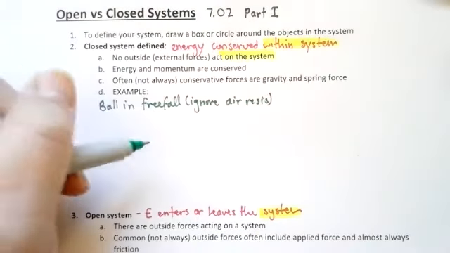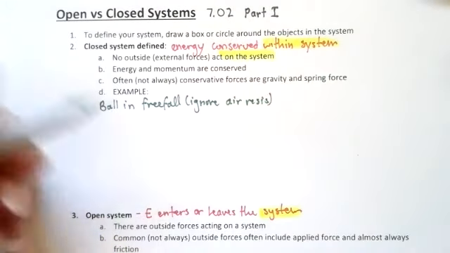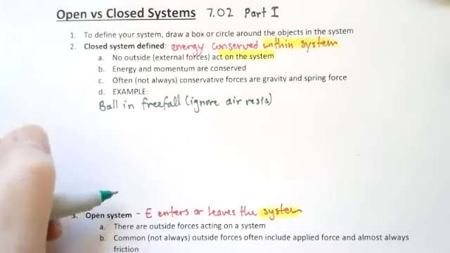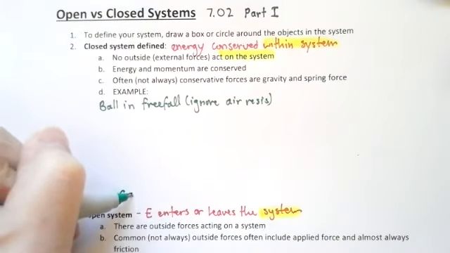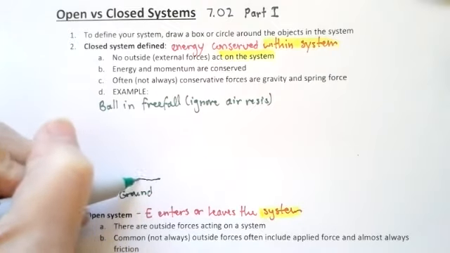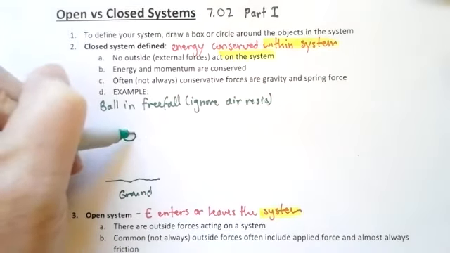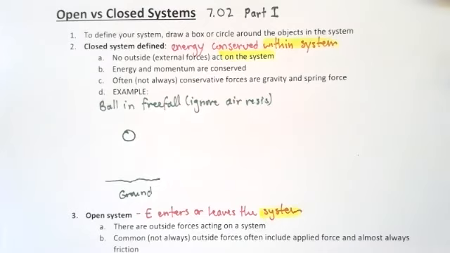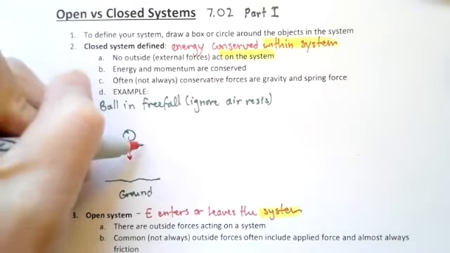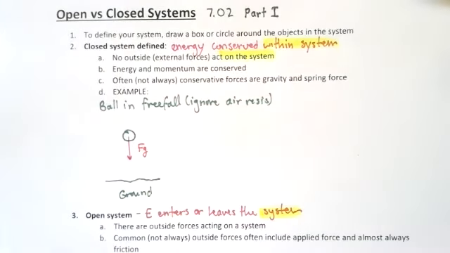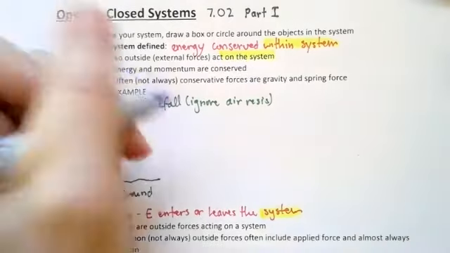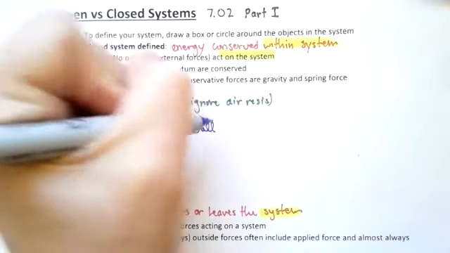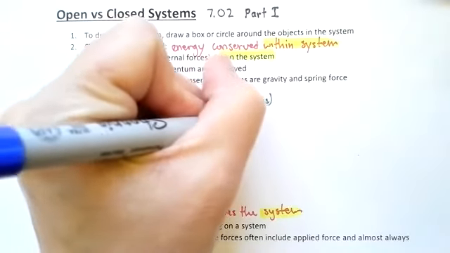So I need a free body diagram. So here's my ball. And one of the things you're going to want to do, especially early on, so there's my ground. Here's the ball. And I have the force due to gravity acting on this ball. So I've got Fg. If I make my system, so I'm going to create my system as a ball-ground system.